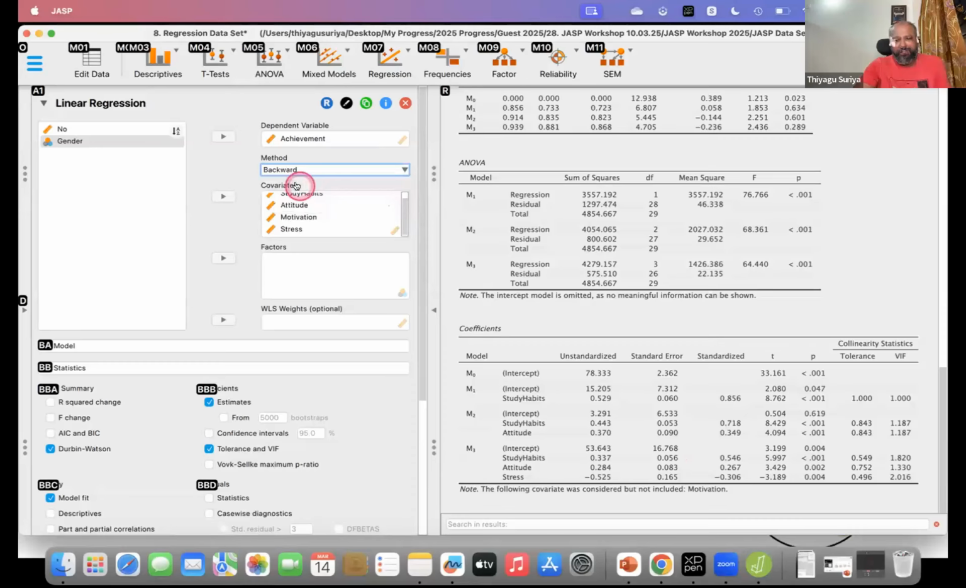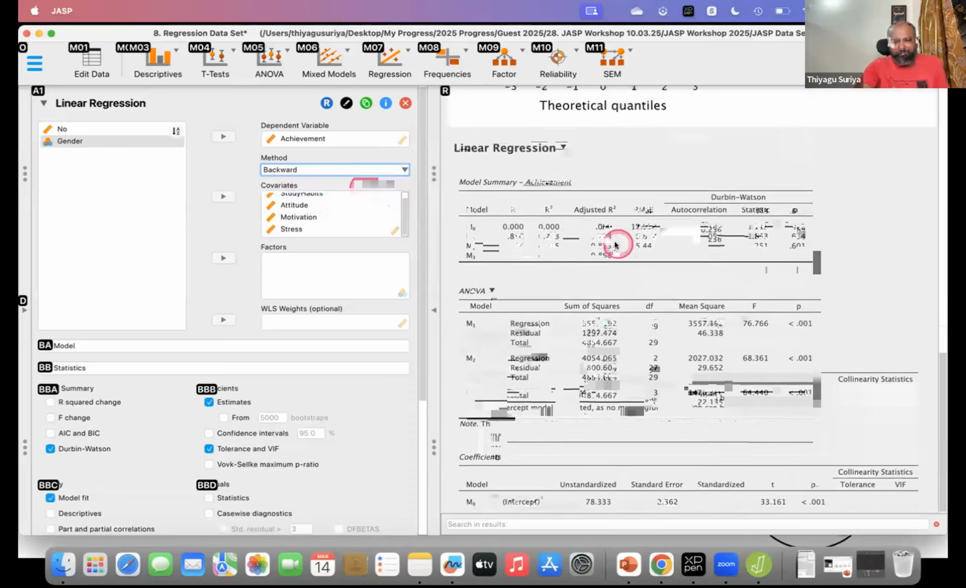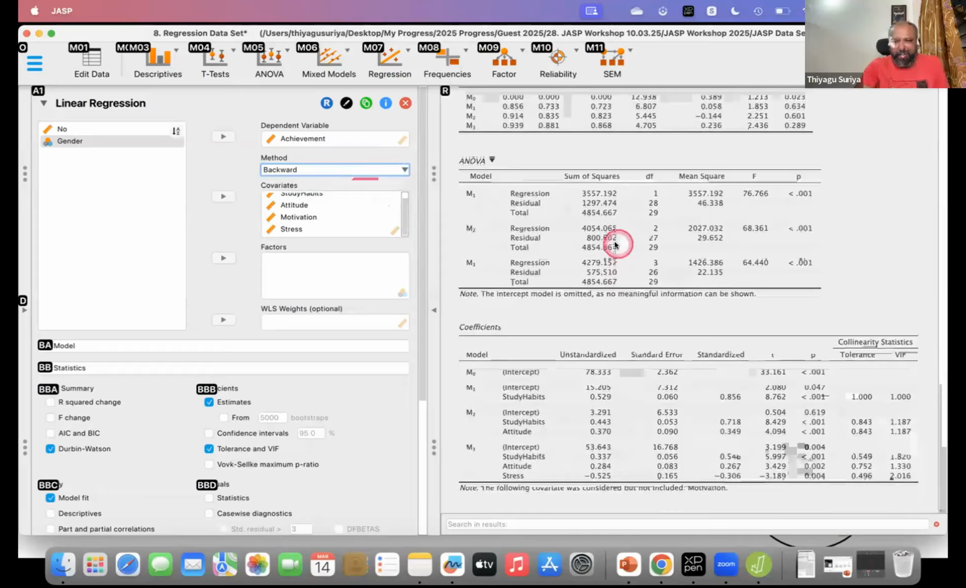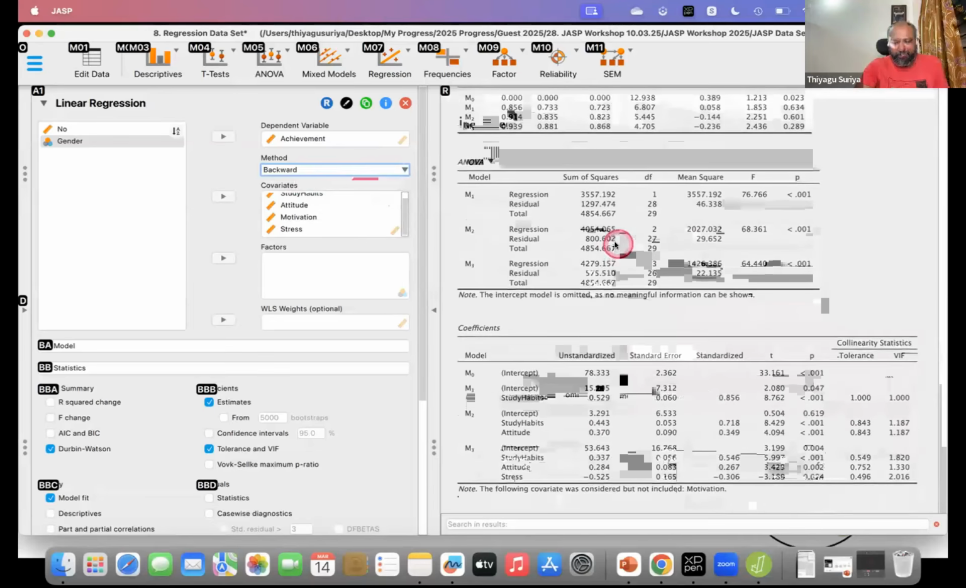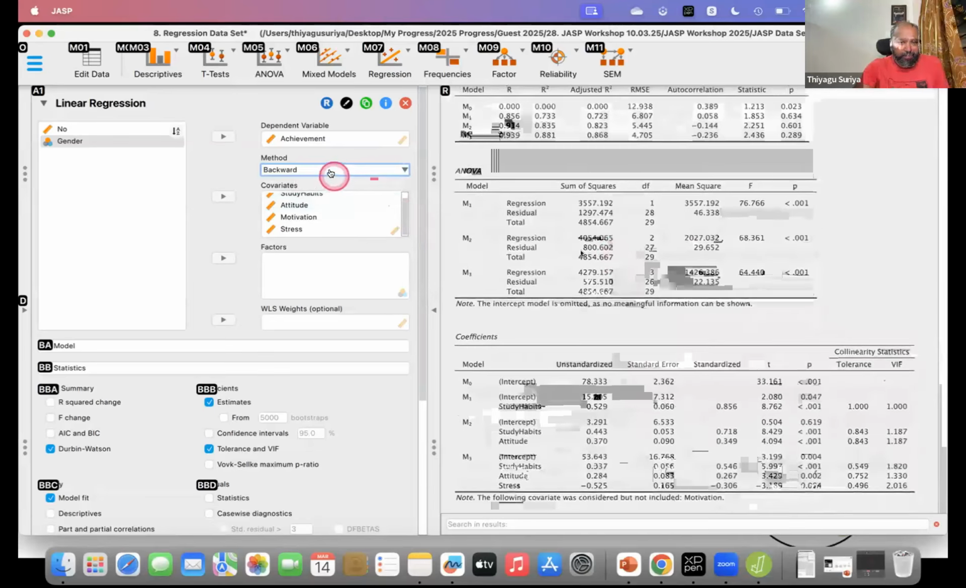So when you go to the backward model, sometimes I just go to the backward model. Okay. So I change to the backward model. Now what happened? You can see this.